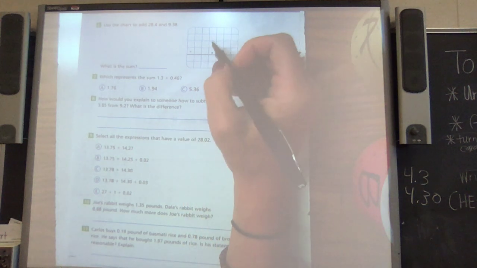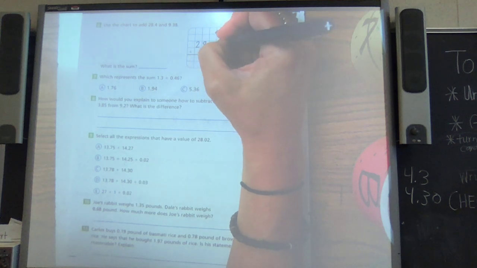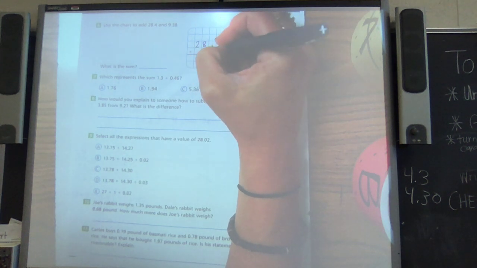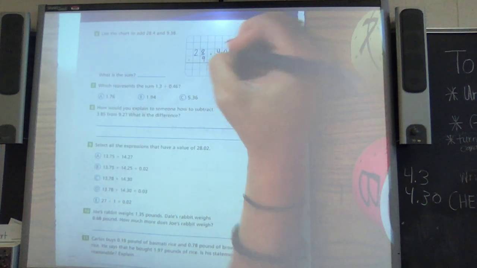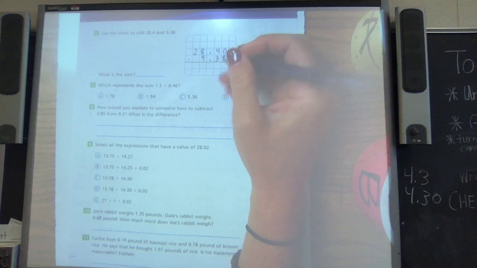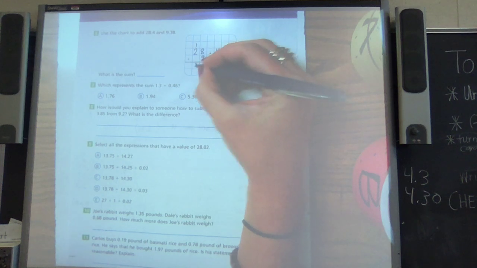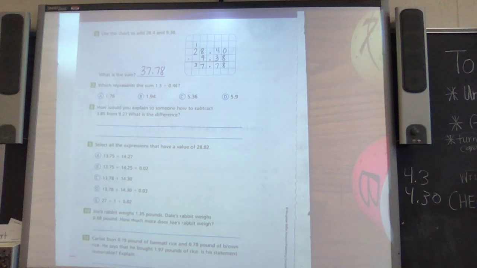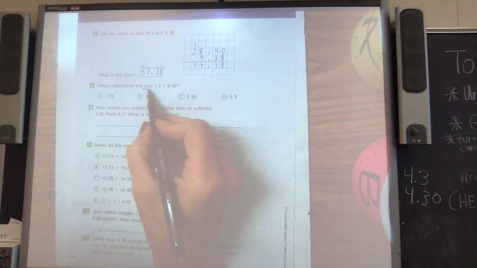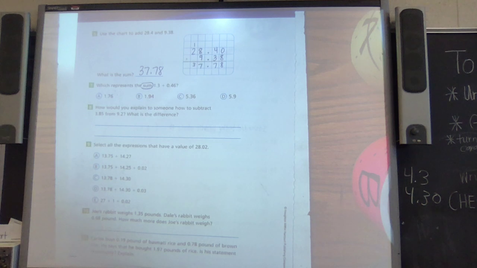All right, use this chart to add these. I've got 28 and 4 tenths and 9 and 38 hundredths. I lined them up, lined up my decimals. I'm going to add a 0 here just so it looks nice. 8, 7, 17, 37, and 78 hundredths. All right, which represents the sum of 1 and 3 tenths plus 46 hundredths? You guys know how to do that.